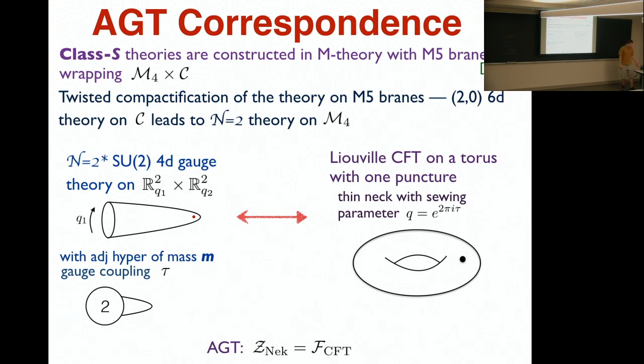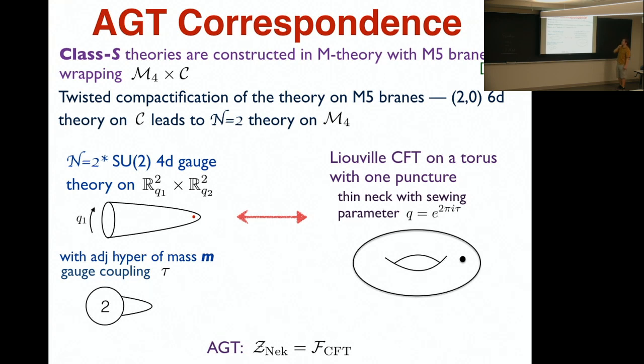So, one of the most famous examples, we take what is known as the N=2* theory with gauge group SU(2). This is the maximally supersymmetric N=4 super Yang-Mills with a massive hypermultiplet. The adjoint hypermultiplet has mass m, and the gauge coupling is tau. According to the duality, this is mapped to Liouville theory on the torus with a puncture. And then when you compute conformal blocks, there is a sewing parameter, right? There is a certain prescription of how to do it, and that sewing parameter is exactly equal to the exponential of 2 pi i times the coupling.